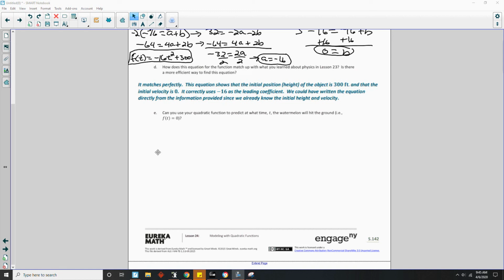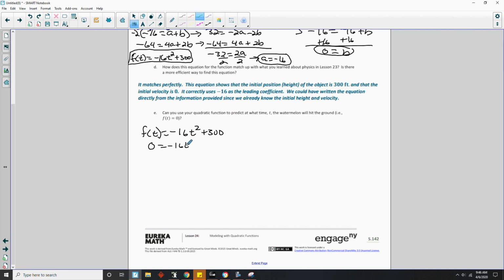Part E says, can you use your quadratic function to predict at what time t the watermelon will hit the ground, i.e. f of t equals 0. And the answer is, of course, yes. F of t equals negative 16 t squared plus 300. F of t is 0 equals negative 16 t squared plus 300. Subtract 300 from both sides, and I get negative 300 equals negative 16 t squared. Divide by negative 16.